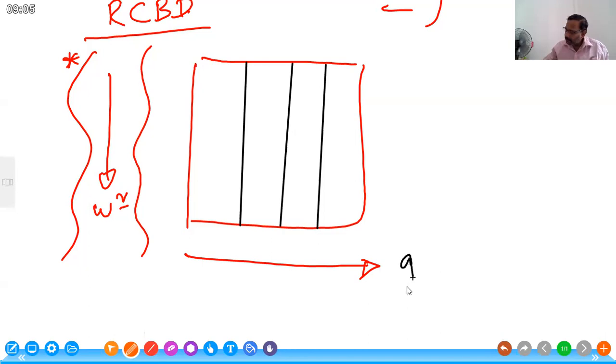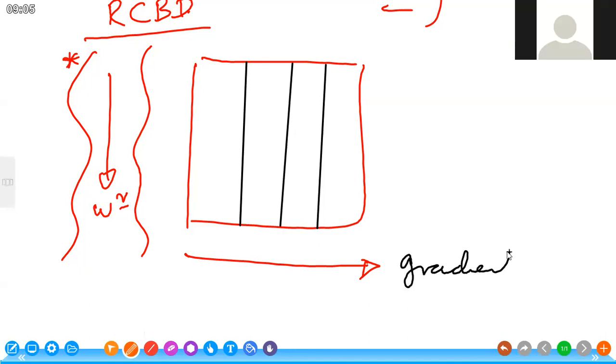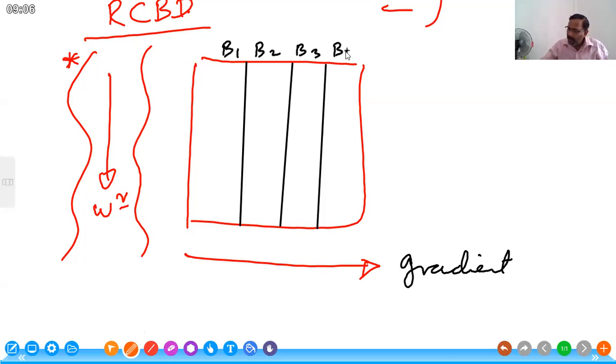So this is the gradient. Look here. Moisture gradient in this direction. So we'll have to block. This is, let's say, block 1, block 2, block 3, block 4. Four blocks are there. The number of blocks is decided by us. We can discuss how the treatment arrangement should be.